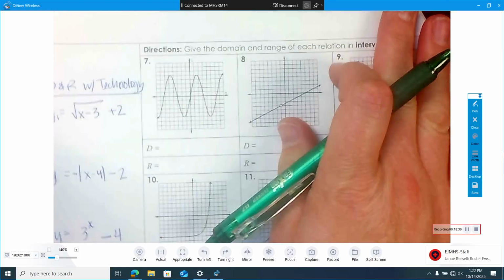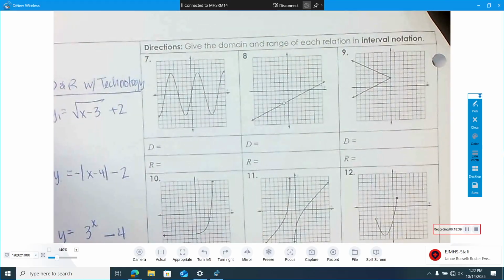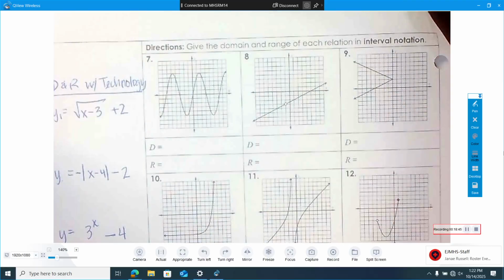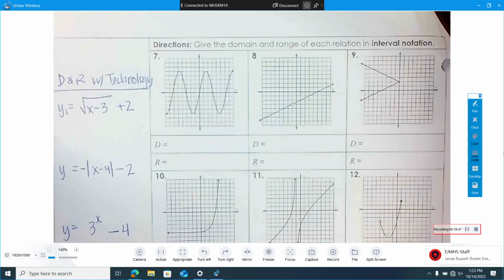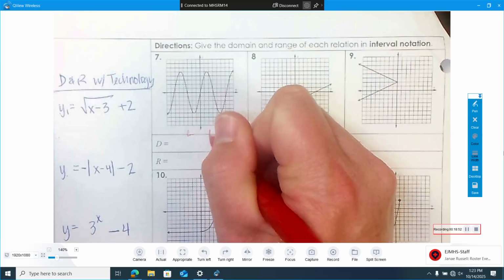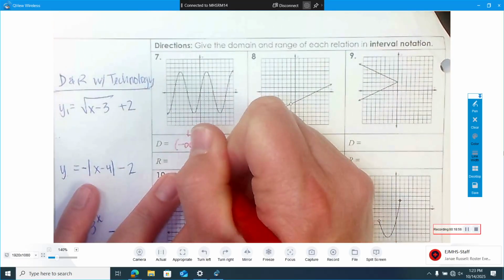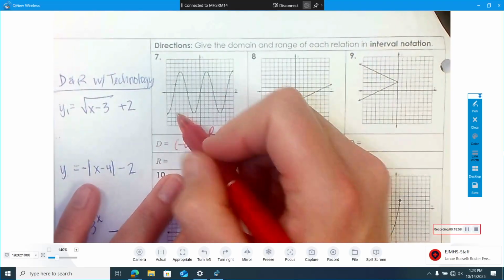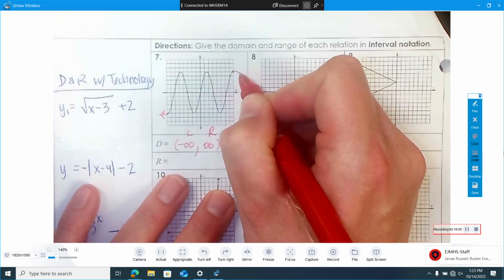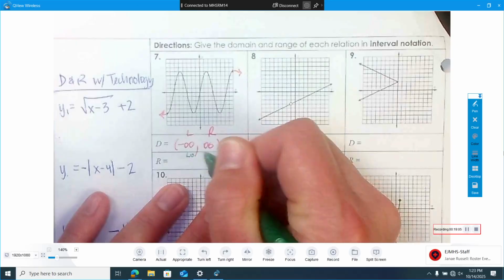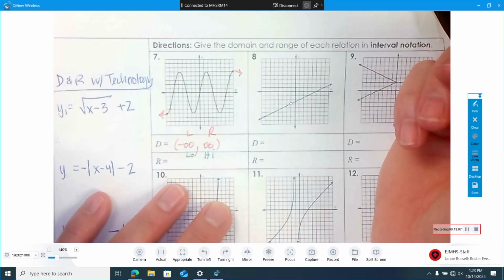All right, let's look at a few more of these. Domain and range, again here. This is a lovely, do you know what curve that is? It's a sine curve. Very good, it is a sine curve. So again, how far left and how far right does the graph go? Negative infinity to positive infinity. It goes on forever to the left and forever to the right. Very good. So then for the range, how low does it go and how high does it go?